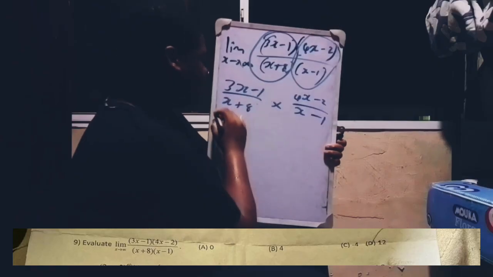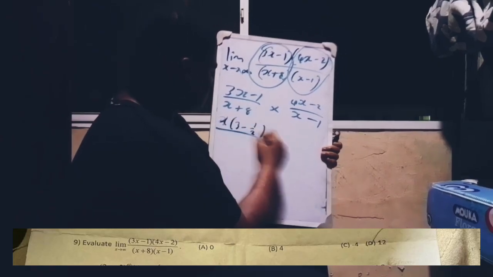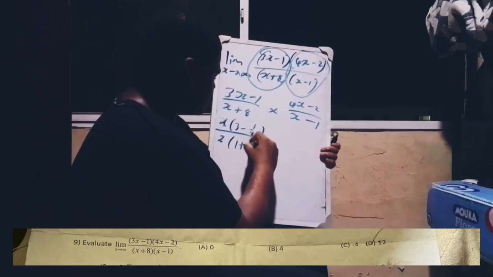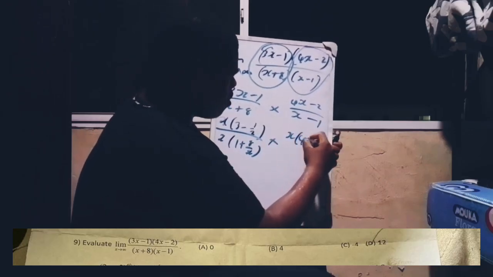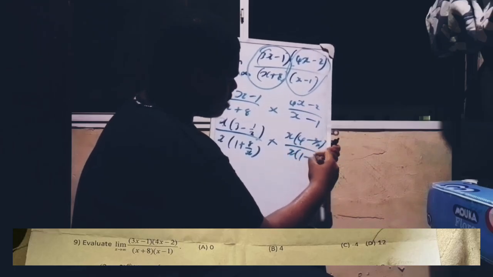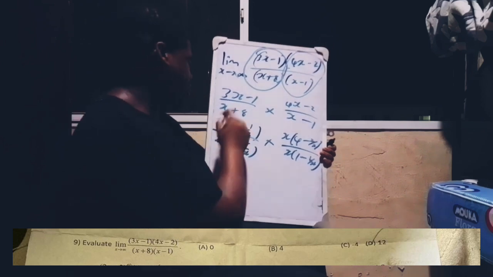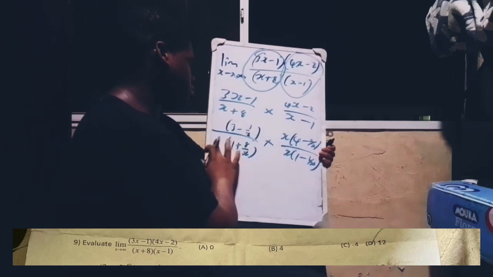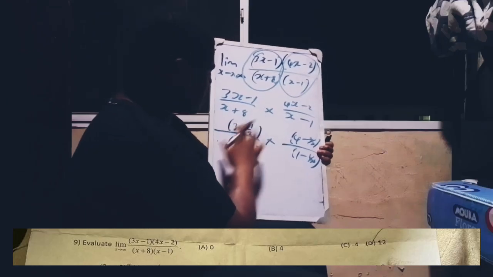So when you factor x from the numerator, you have x bracket 3 minus 1 over x, divided by x bracket 1 plus 8 over x. The other side, you have x bracket 4 minus 2 over x, divided by x bracket 1 minus 1 over x. All I did was factor x from all the brackets. Now you can cancel out your x's. The x will cancel out the x here, and the x will cancel out the x here. So now you're left with 3 minus 1 over x.